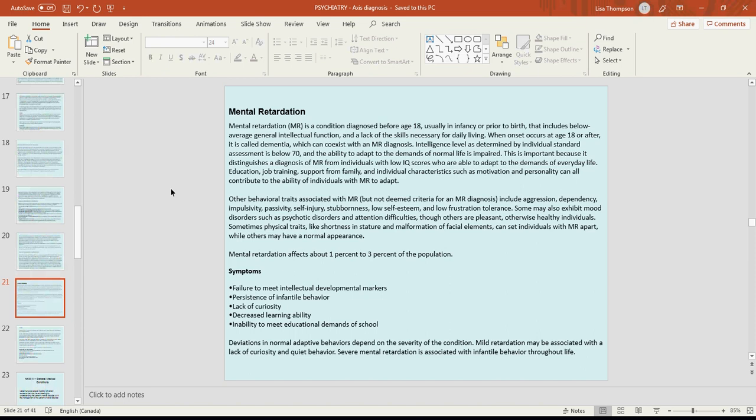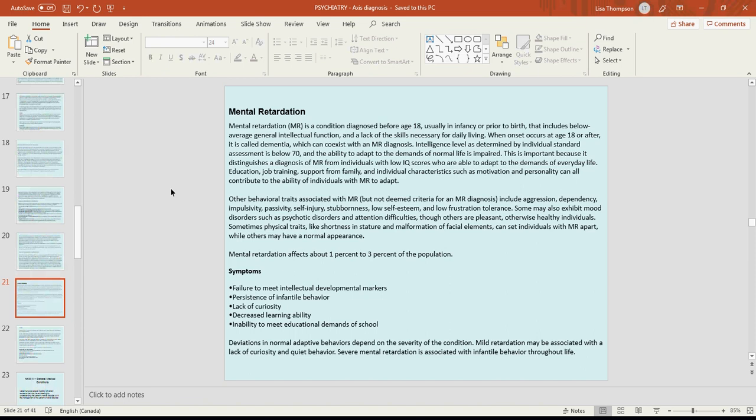This is important because it distinguishes a diagnosis of MR from individuals with low IQ scores who are able to adapt to the demands of everyday life. Education, job training, support from family, and individual characteristics such as motivation and personality can all contribute to the ability of individuals with MR to adapt.